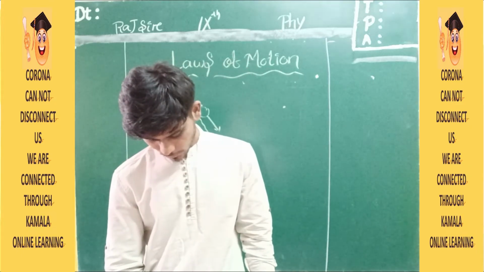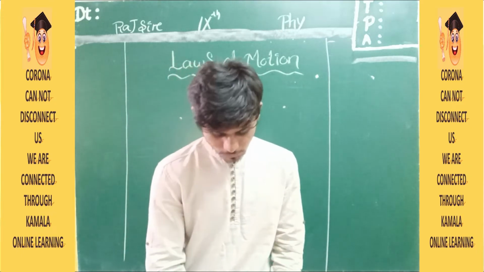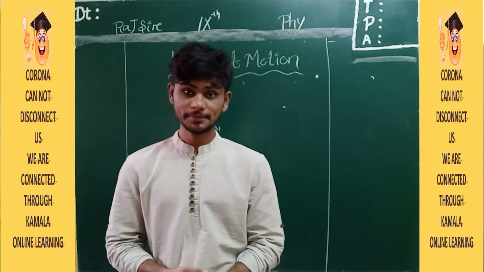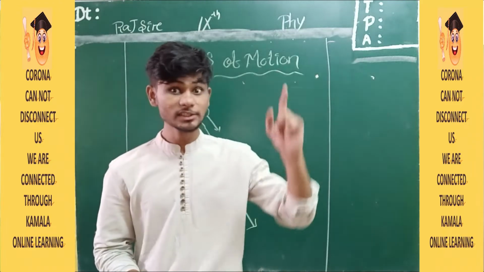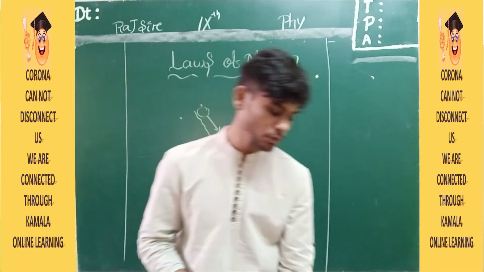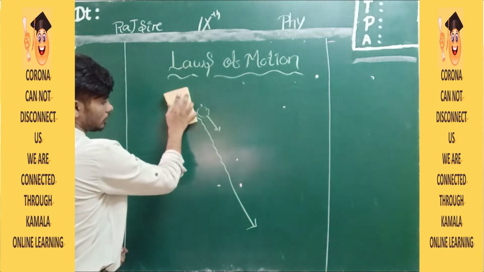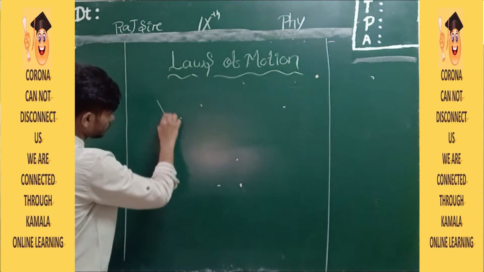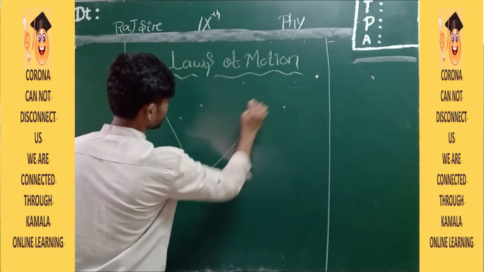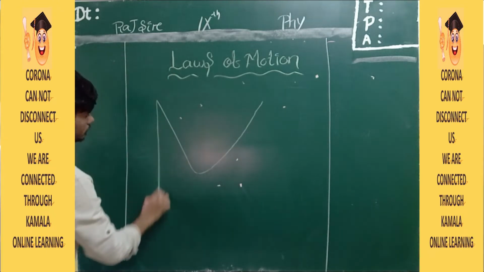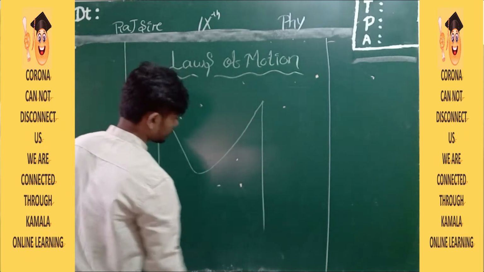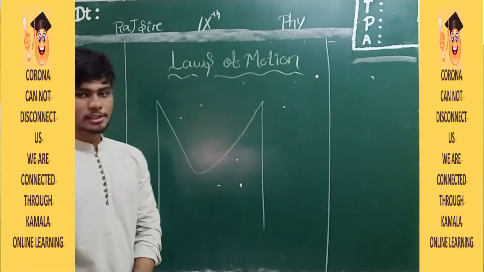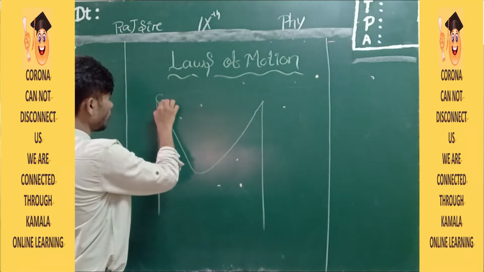Next, we have seen that Galileo did another experiment. What kind of experiment? He took a slope kind of setup. Let me show you that one also. He has taken this kind of surface. Now he left a ball from here.